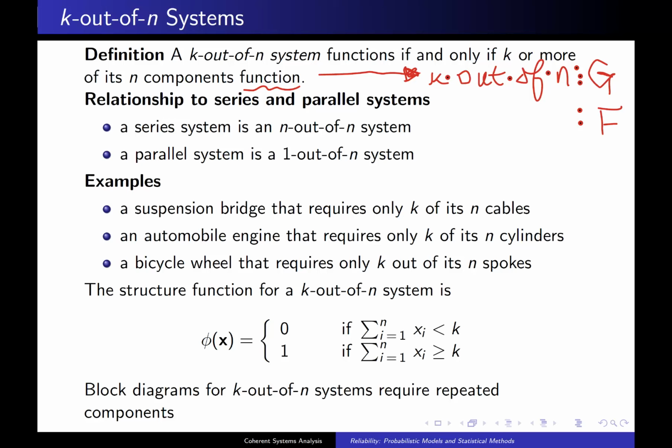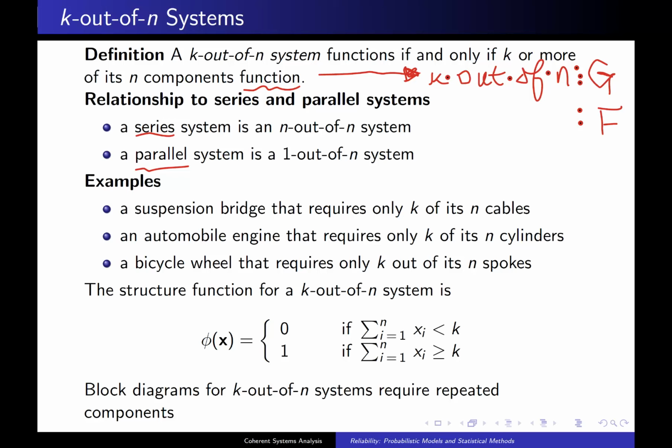How does a K out of N system relate to the ones we already have seen, which are series and parallel? Well, a series system is just an N out of N system, which says all N of the components have to function. A parallel system is at the other extreme, and that's just a 1 out of N system. That is to say, if one or more of the N components function, then the system is functioning.